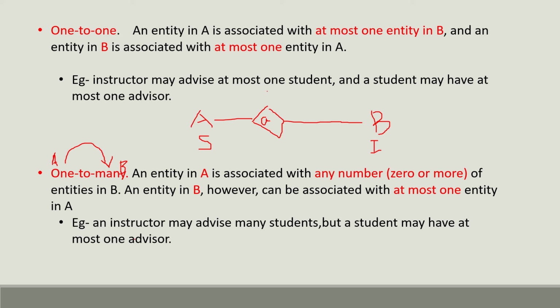As I said, taking the same example, the relationship between instructor and students, from instructor to students, is one-to-many. That is, one instructor will have many students. One instructor may be the advisor of many students. But if you take one student, he has only one advisor, at most one advisor. So that is the meaning of a one-to-many relationship.